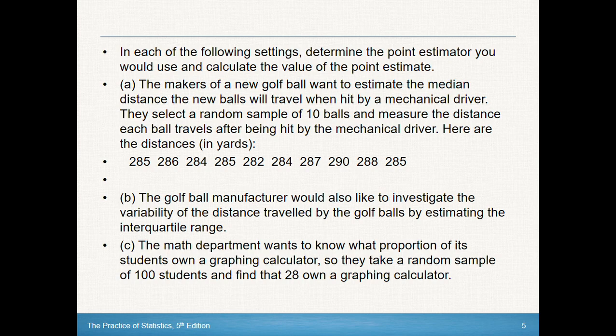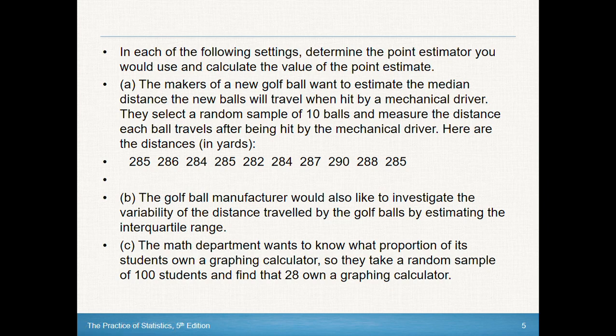Then in B, you're trying to investigate the variability of the distance traveled by the golf balls by estimating the interquartile range. So here, the point estimator would be the sample IQR, while the point estimate would be the actual value, which if you calculate it would be, I believe Q3 is 287, Q1 is 284, once you put them in order. So the point estimate will be 3 yards.